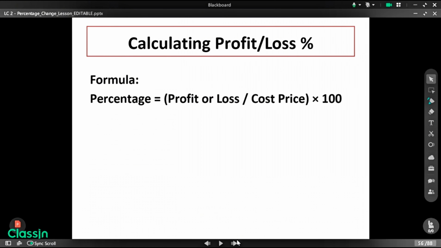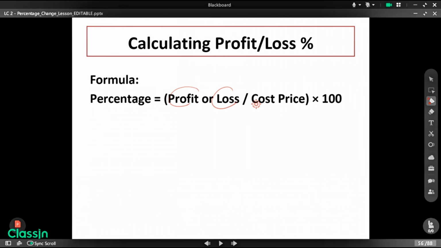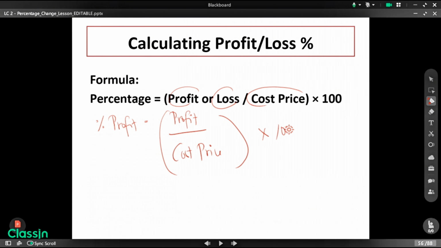Okay, now let's proceed with the percentage. The percentage is either profit or loss all over the cost price times 100. Again, percentage profit will be profit divided by cost price times 100. And for the percentage of loss, loss all over cost price times 100.